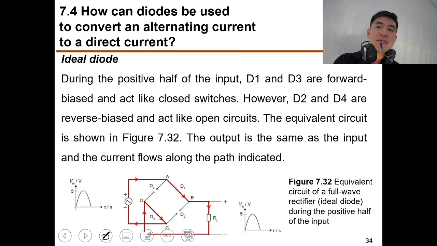Over here, it's telling you how it works. In the positive half, the current flows like this, goes over here, then up like that, and then back here. So this is the positive half. The current will go like that, and the voltage will go like that also.